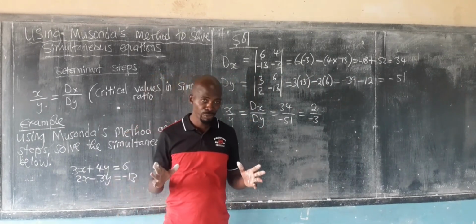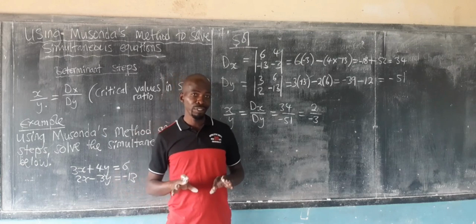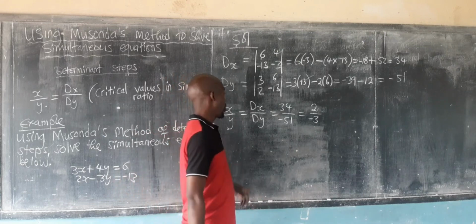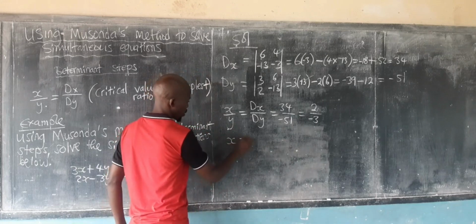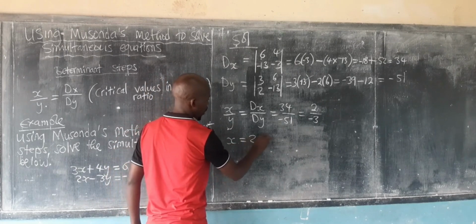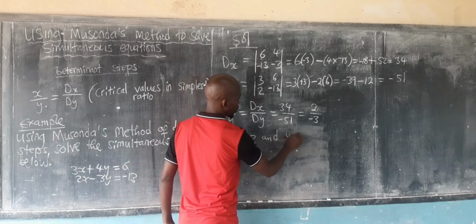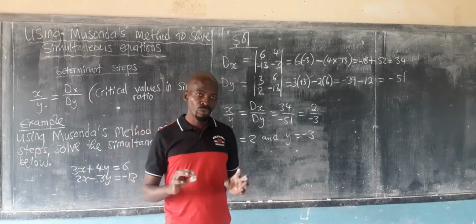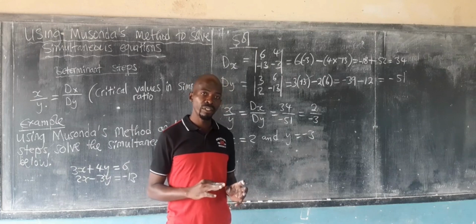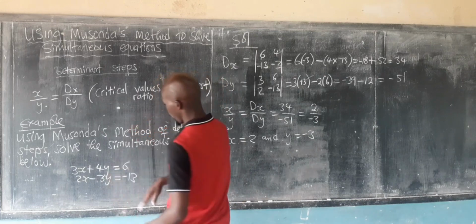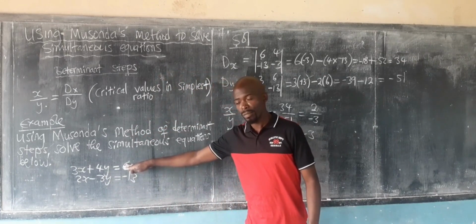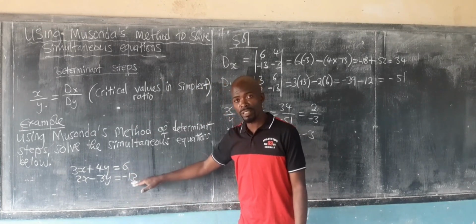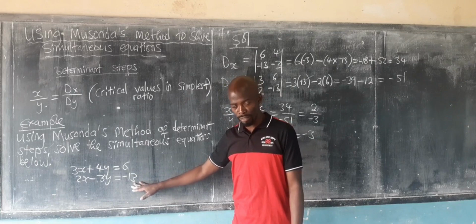Remember the first values found in Musonda's method? They are known as the critical values. So our critical value x is positive 2 and y is equal to negative 3. They need to be scrutinized using either the first equation or the second equation. And in this case, a k must be introduced.